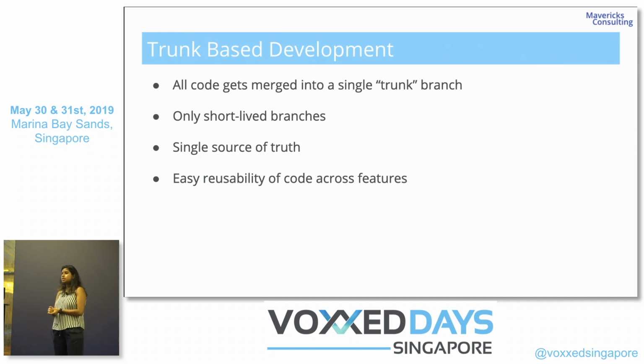And because now you have a single source of truth and because everybody is merging to the same branch, what it results in is that you can have easy reusability of code across features. If you're doing a refactoring, that gets applied to everybody at all times. You're writing new tests, that gets covered for everybody. And you're not stepping on each other's toes because you're all on the same branch and you're all pushing to the same branch.